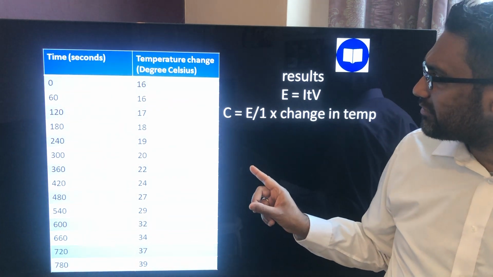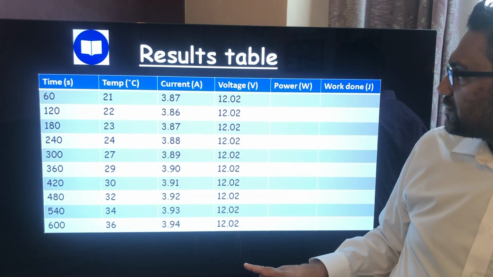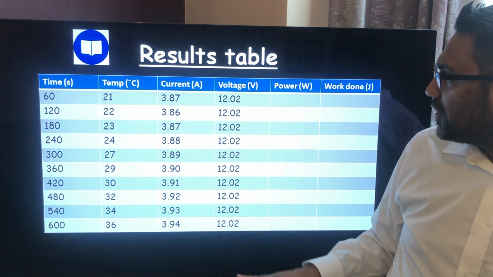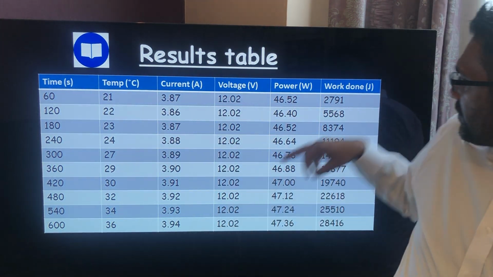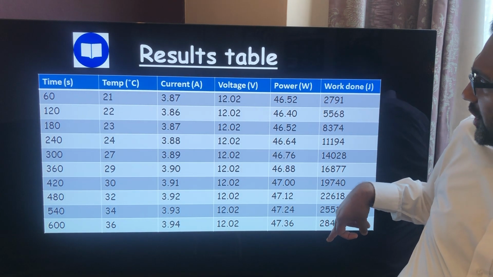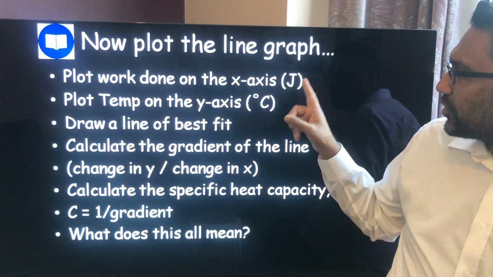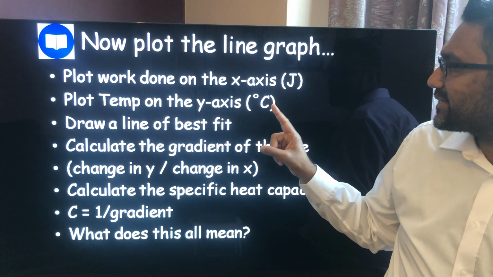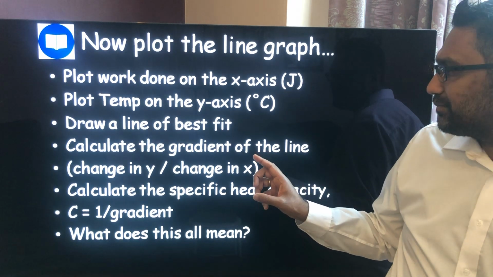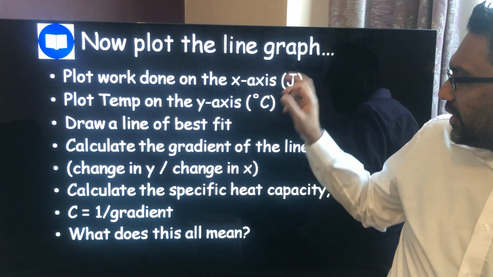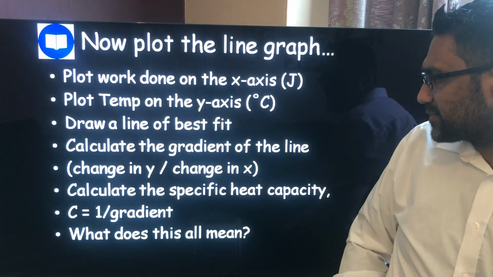So if I plot a graph, here's some more results. If I plot a graph of my work done against my temperature, I've got these numbers on the x-axis, my energy, and then this is my temperature on my y-axis. So you plot a graph, your work done is on the x-axis, your y-axis is your temperature, you draw a line of best fit, and then you can calculate the gradient of that line. The line will go up, and to work out the gradient, you work out the change in y over the change in x, and that will calculate the specific heat capacity.